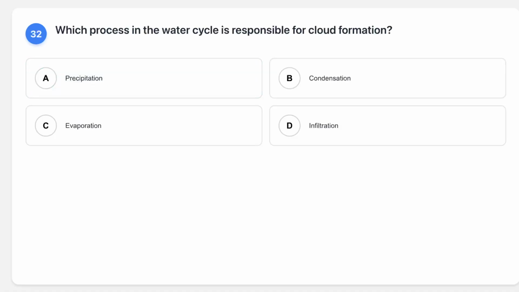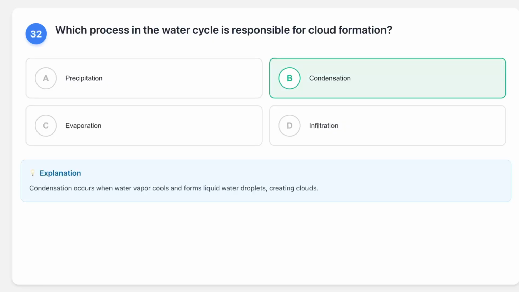Question. Which process in the water cycle is responsible for cloud formation? Option A. Precipitation. Option B. Condensation. Option C. Evaporation. Option D. Infiltration. Explanation. Condensation occurs when water vapor cools and forms liquid water droplets, creating clouds.